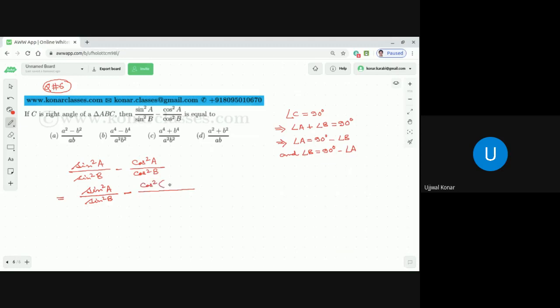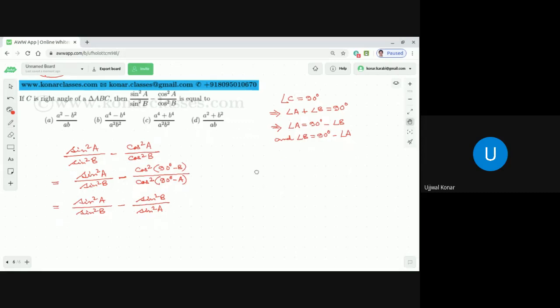So what we can write, dear students? Cos square of A means what? Cos square of 90 degree minus B, and in the denominator, it is cos square 90 degree minus A. So this is equal to what we get, dear students? Sine square A by sine square B minus cos square of 90 degree minus B, which means sine square B, divided by cos square 90 degree minus A, which is sine square A. Now this is a very interesting position we have reached. That's why I said the question is also interesting.